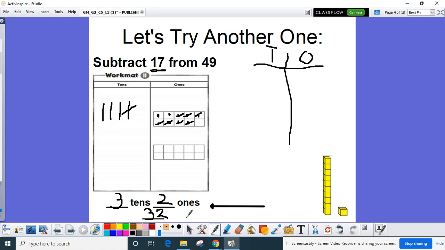And remember, in this problem, we did not need to regroup. You only need to regroup when the number in the ones place of the number you're subtracting is greater than the number that's in the ones place that you're subtracting it from.